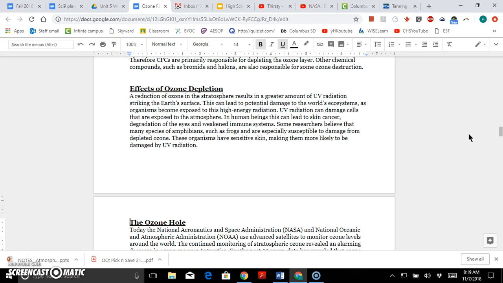Some researchers believe that many species of amphibians, such as frogs, are especially susceptible to damage from depleted ozone. These organisms have sensitive skin, making them more likely to be damaged by UV radiation.